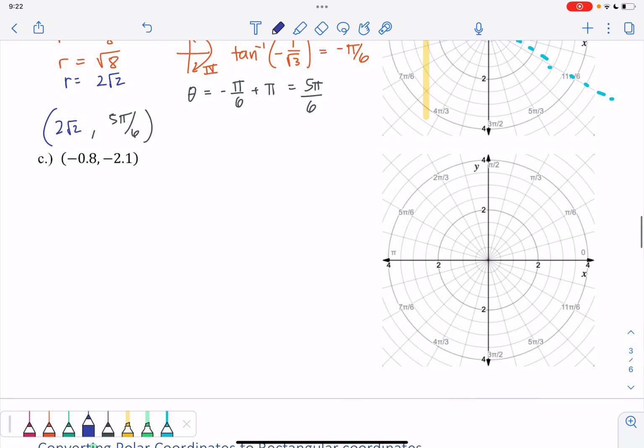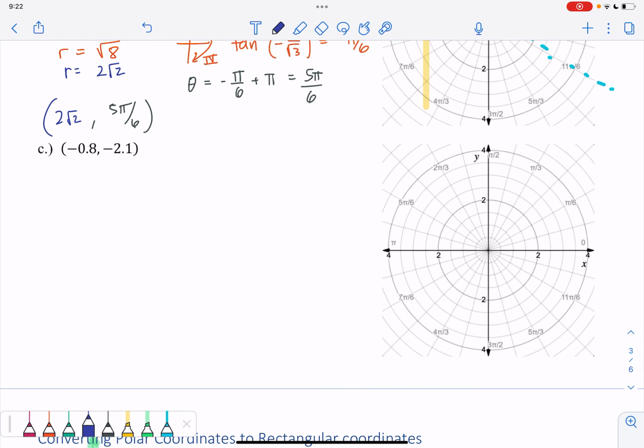Okay, let's look at this last one. So part C, the point, negative 0.8, comma, negative 2.1. So this is a point in rectangular coordinates. These are my x and y. And I want to go ahead and find my r and theta. So I have r squared equals x squared plus y squared. So I have r squared equals negative 0.8 all squared. And make sure that these negative signs are within the squaring so they go away upon squaring. So negative 0.8 squared plus negative 2.1 squared.